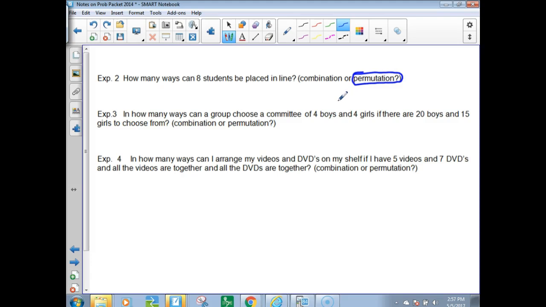When you pick a committee, does it matter who you pick first? Is the committee going to change based on the order you pick them? No, the committee is still the committee. The order of the people in line would change the order of the people in line. Okay, so this is a permutation. There are going to be more ways to do it.